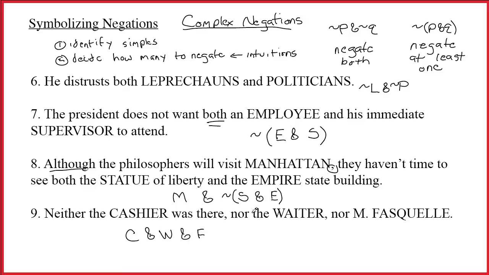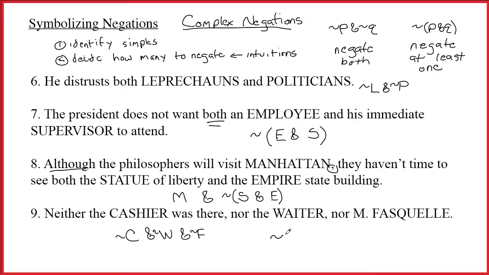Well, in fact, neither nor is always going to negate all the parts. So we're going to say tilde C and tilde W and tilde F. I should have left myself more space for the tildes. And now we're done. We don't need parentheses on this because this is actually just a string of ampersands connecting negated formulas. You could put in the parentheses around tilde C and tilde W or around tilde W and tilde F, but they're just optional. All right, and we're done with that one.